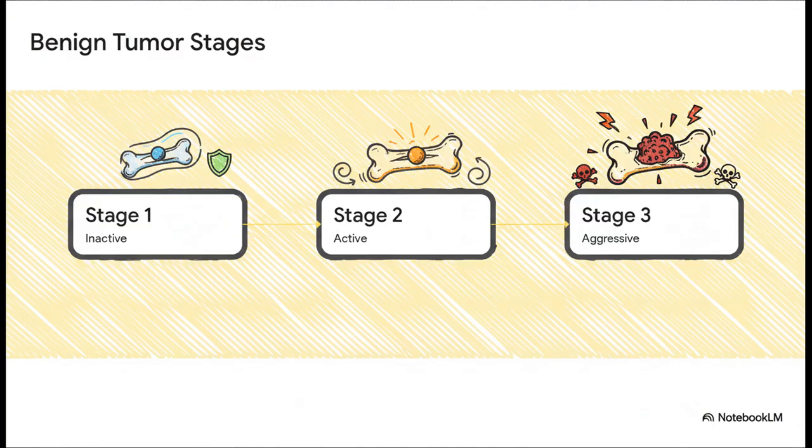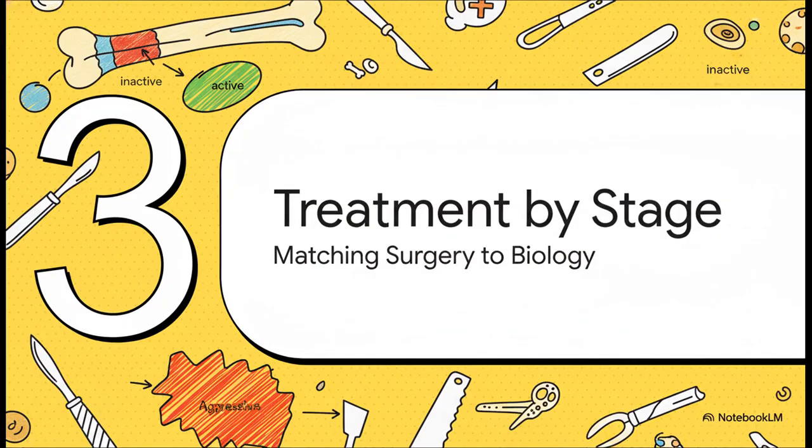Stage 1 is inactive. Think of it as latent, it's just chilling, contained within a nice, neat capsule. Then you have stage 2, which is active. This means, okay, it's growing, but it's still contained. And finally, you have stage 3, aggressive. Now, this is where things get a bit more serious. The lesion is growing, it's pushing boundaries, and it can be locally destructive, even though it's still technically benign and won't metastasize.